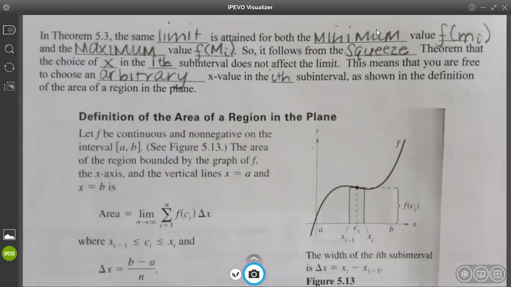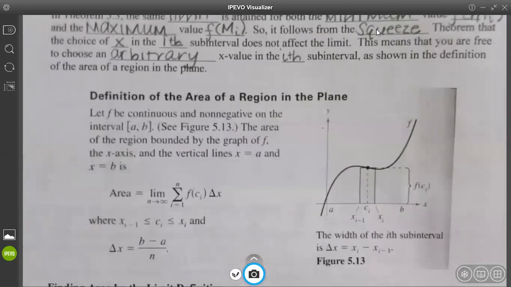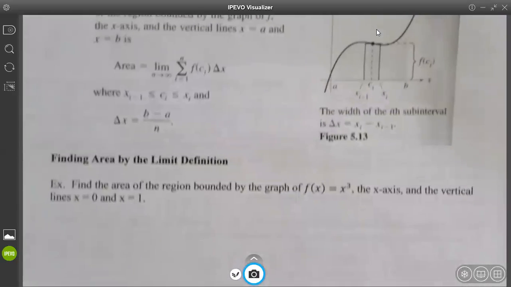All right, so now we're going to find area by the limit definition, which is exactly what that block is. Everybody have all that blanks filled in on this? Sorry. You good? Is everybody else okay? All right.